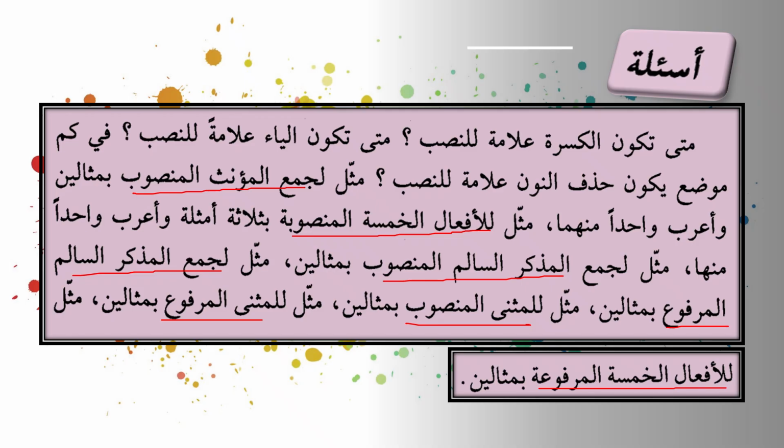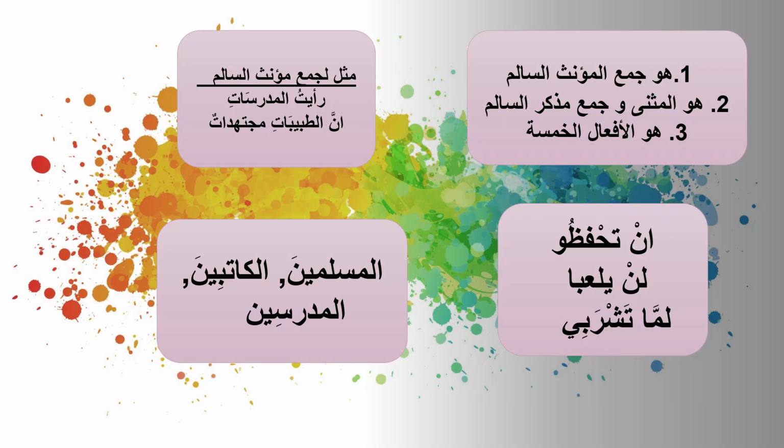So now we will do the answers. The answers to the questions, the first one: where do you see a kasra instead of a fatha? In Jama Muannas Salim. Where do you see a ya instead of fatha? In Muthanna and Jama Muzakkar. We add a ya instead of a fatha to make Muthanna and Jama Muzakkar into Mansoob case. Where do you see the deletion of the noon? It is Afalul Khamsa only.